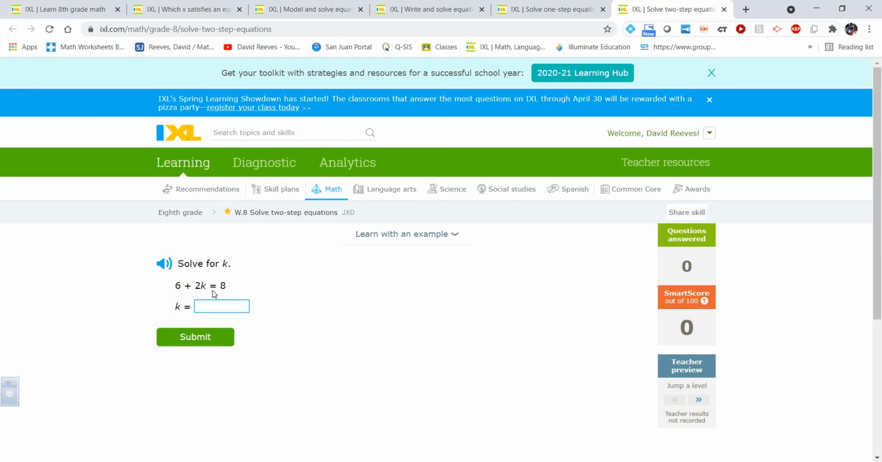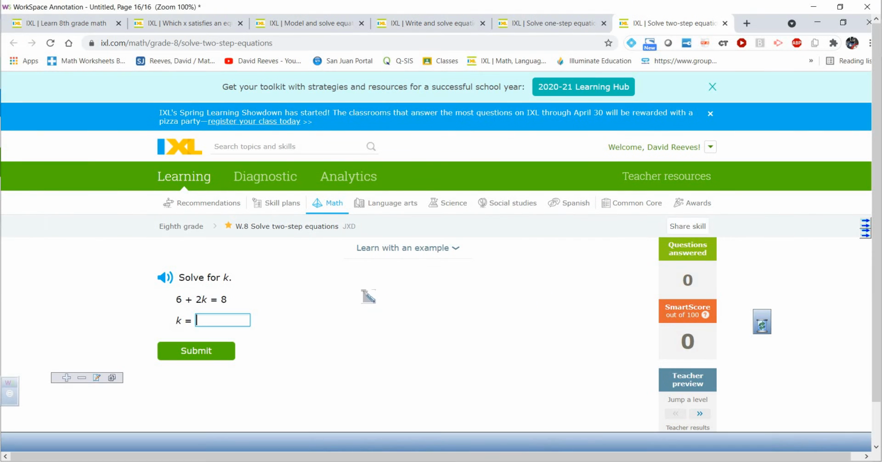My goal is to get that k by itself. So what is the inverse or the opposite of adding 6? We're going to subtract 6. And the inverse or opposite of multiplying by 2 is dividing by 2. So we're going to go ahead now. I think now we're back in business, hopefully. Here we go. We are.